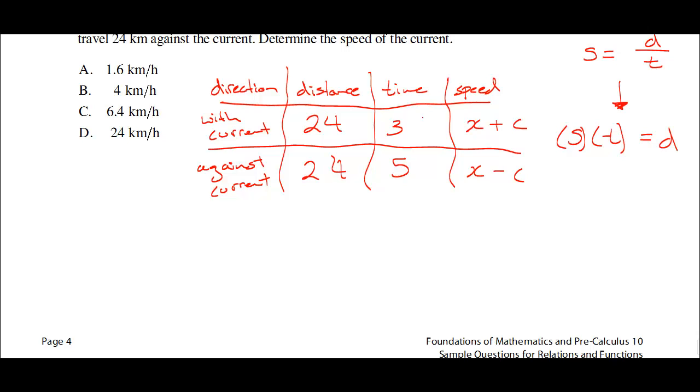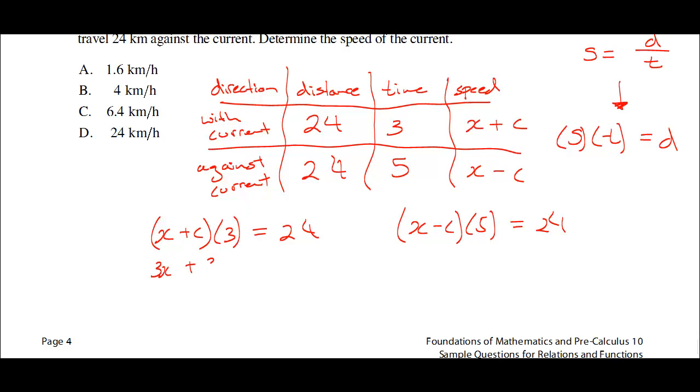So in the first case here, with the current, we don't know what the speed is, but we do know it's in terms of x plus c. So if you take x plus c and multiply that by the time 3, we know that's going to be equal to 24. And the other one is almost the same. We're going to have x minus c, all times 5, is equal to 24. And so I'm going to distribute this 3 across the x and the c, so this gives me 3x plus 3c is equal to 24.